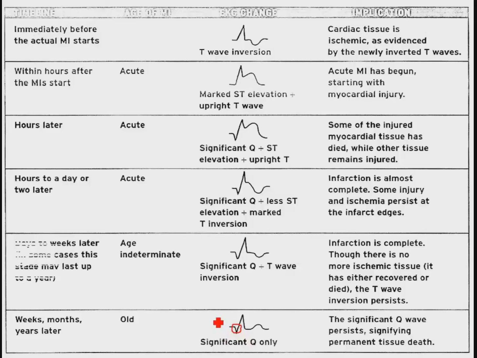Starts from just some ischemic areas. As the ischemia doesn't get resolved, it becomes an injury. With an injury, you can still recoup that tissue. It's not fully gone yet. It's not until the actual infarction happens that death occurs to the myocardial tissue. And at that point, you got a permanent Q.